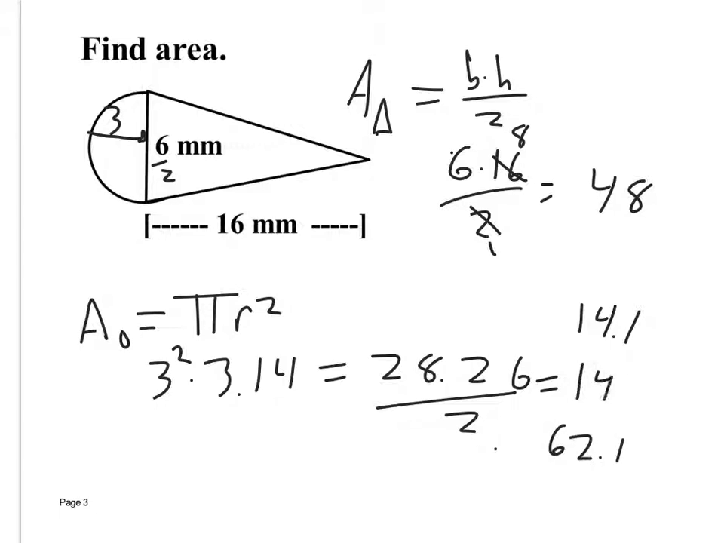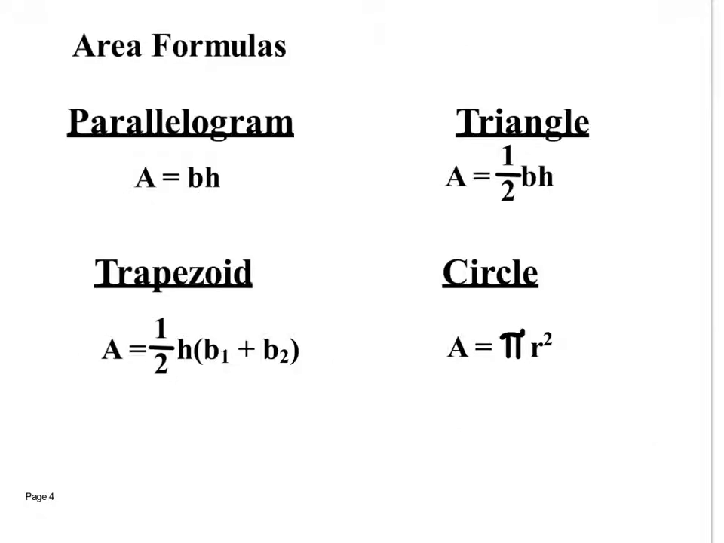So I took my 14.1 plus my 48, and I get 62.1, and that's millimeters squared. Any questions? All right, so just to keep you from having to hunt down all these formulas, I put them all in one slide for you.